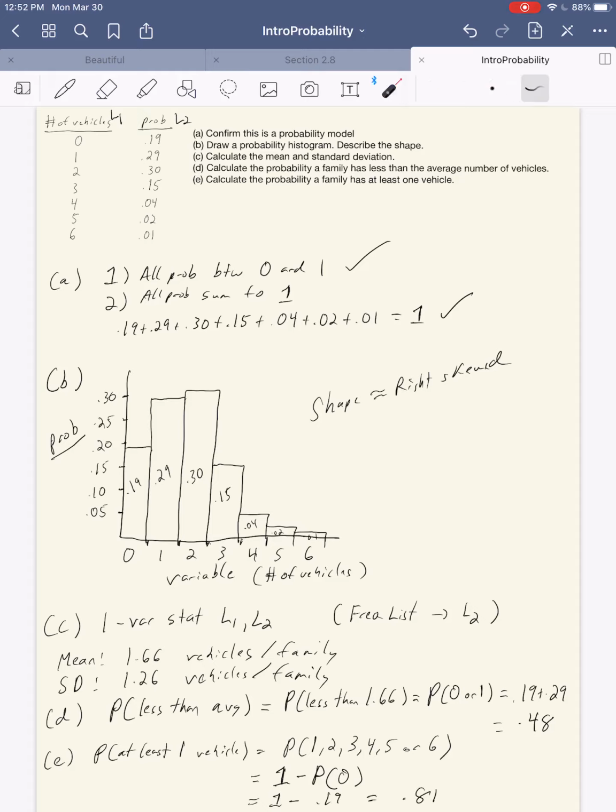If you actually just go through and manually add these up, well, 0.29 and 0.30 is 0.59, plus 0.15 should be 0.74, then 0.78, then 0.8, then 0.81, and that gives us the same answer. This is just a nice little trick using the complement rule to make things go a little bit faster. This wraps up our introduction into probability.